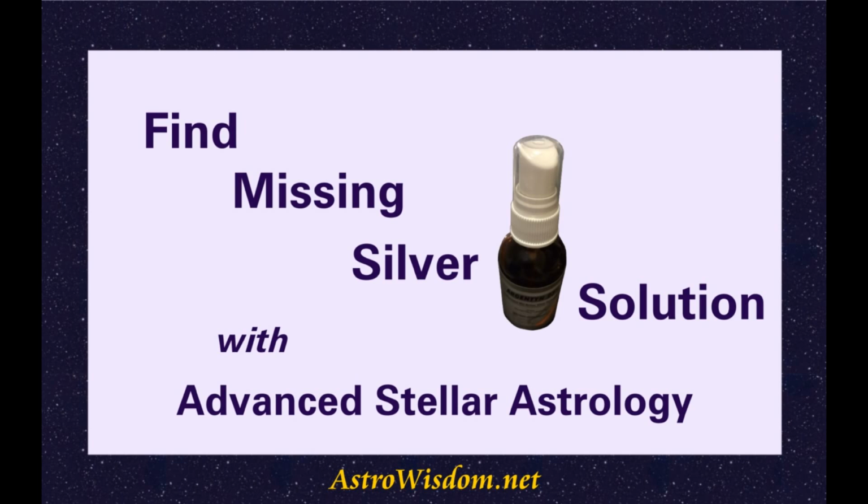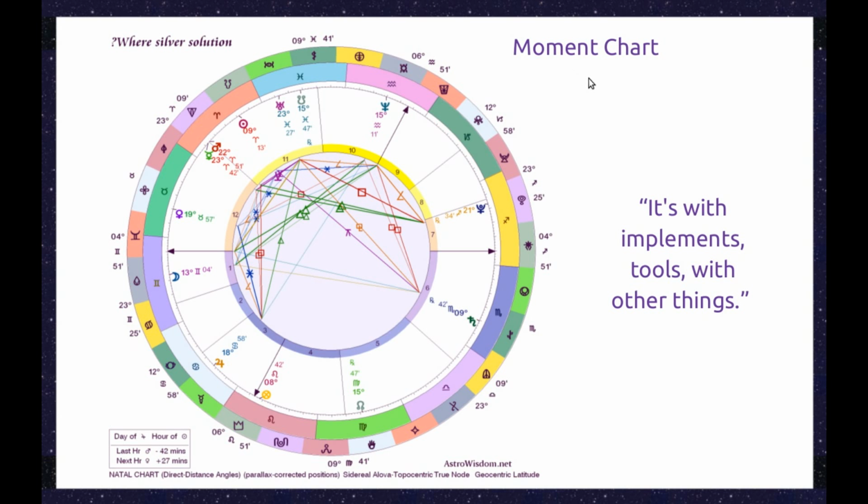When we use the methods of Advanced Stellar Astrology, we construct what is called a moment chart. This moment chart needs to be constructed with the sidereal zodiac because we're going to use the small constellation rulers and the little rulers as well as the large constellation rulers. And the moment chart needs to be constructed at the moment when the astrologer is seized with the question.